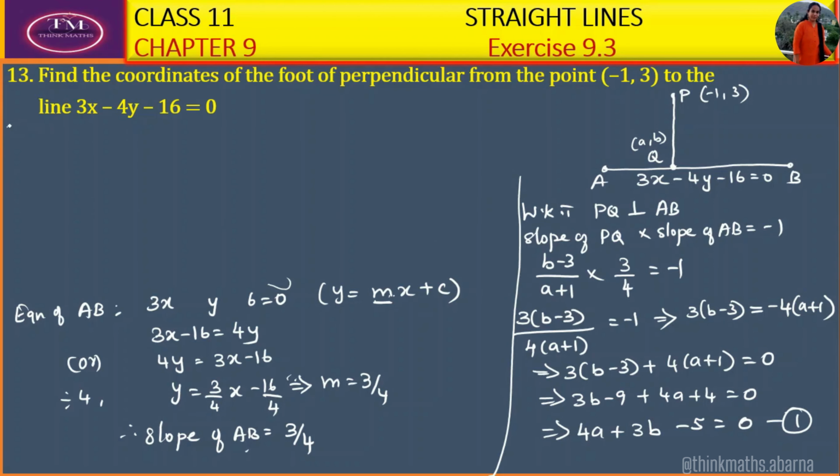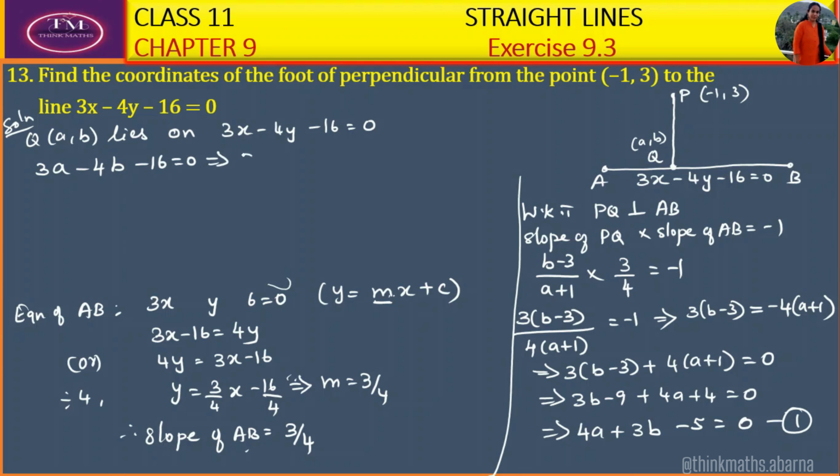So Q of A comma B lies on 3x minus 4y minus 16 equal to 0. So we can substitute x is equal to A and y is equal to B. So this equation becomes 3a minus 4b equal to 16. So this equation can also be written as 4a plus 3b equal to 5. So we have to solve this 1 and 2. Okay, so solving 1 and 2.